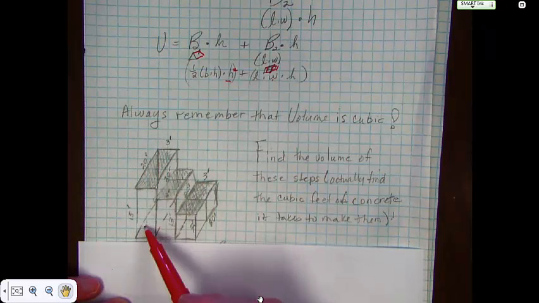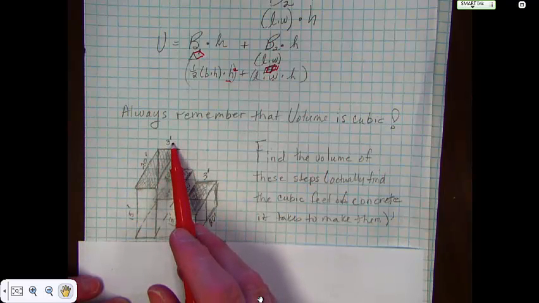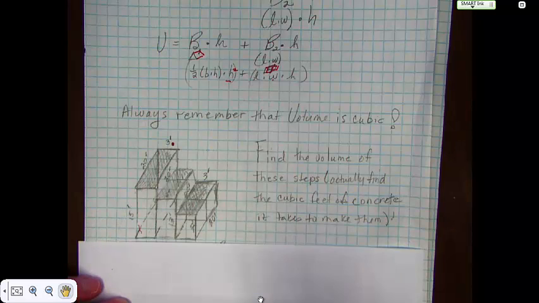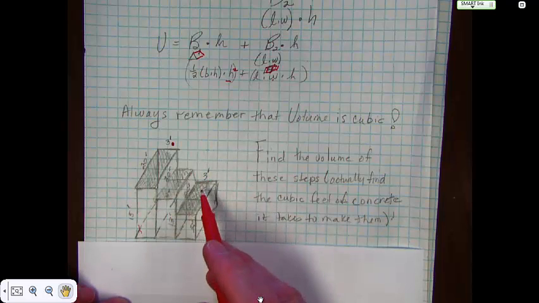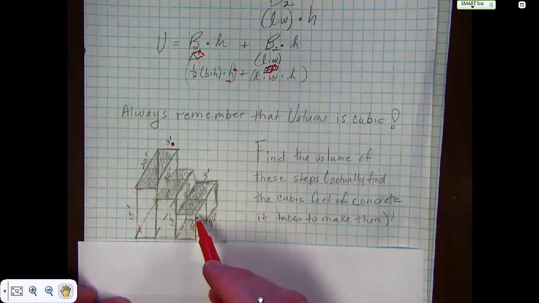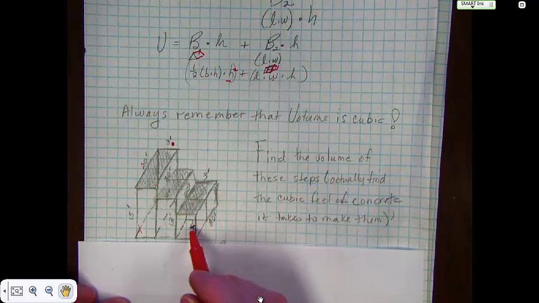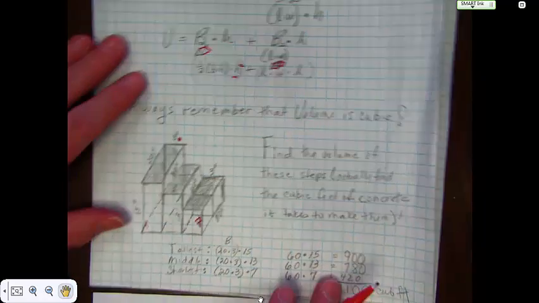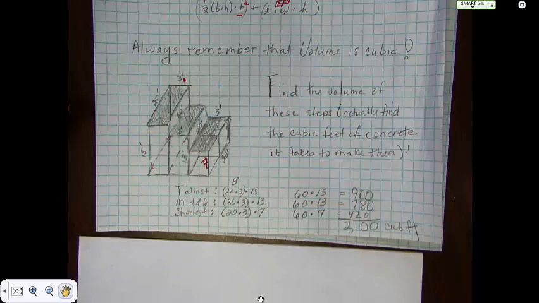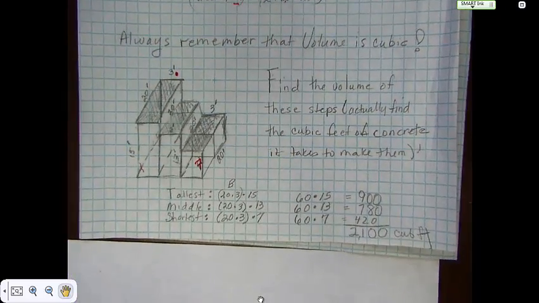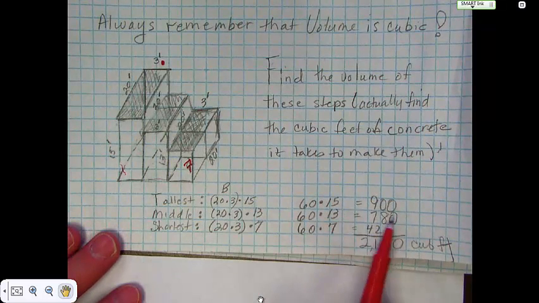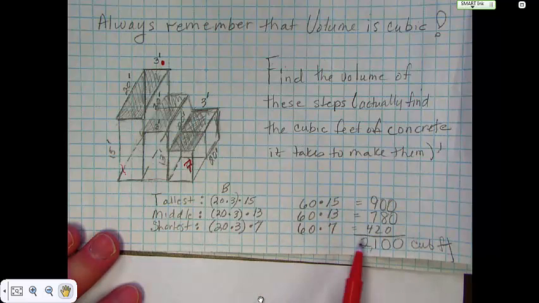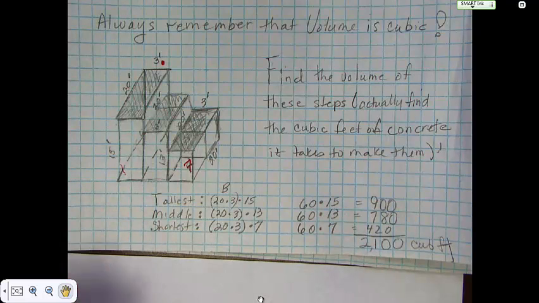if you were to find the volume of this first step, it would be 20 times 3, which would be 60, times the height, which is 15. Then this step would also be 20 times 3, but then it would be times 13. And this would be 20 times 3, but this one would just be times 7. This is a 7 here. I've got the work down at the bottom, and it really probably would be to your advantage to write this down, because I do believe there's a problem in the homework that's like this. So you have the tallest, 900, the middle, 780, and the smallest, 420. So it's 2,100 cubic feet. So that's feet cubed.